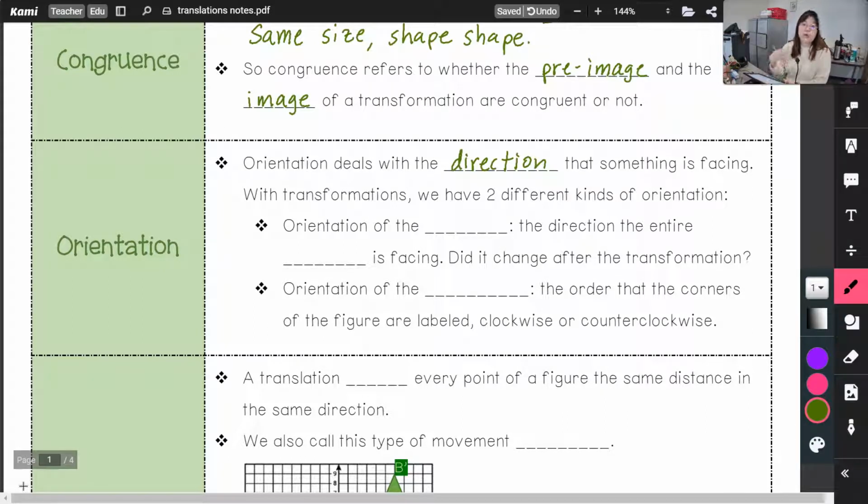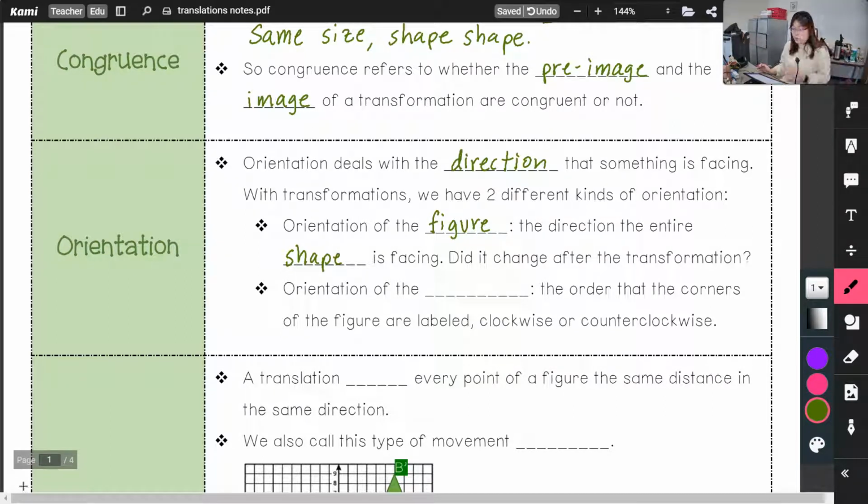Okay, so with transformations, we have two different kinds of orientation. The first one is orientation of the figure. That's basically the direction the entire shape is facing. Is it pointing to the left? Is it pointing to the right? You know, the whole figure. Like if I turn, my head is facing this way versus my head is facing this way. Like my whole body, the whole figure is oriented a certain way.